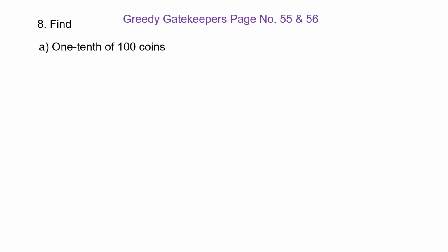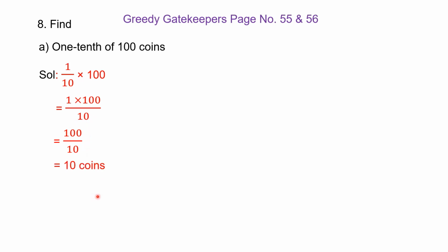One-tenth of 100 coins. Let us find out 1/10 of 100 coins. 1/10 can be written as a fraction, 1/10 multiplied by 100. Multiply the numerators. 1 into 100 divided by 10. 1 into 100 is 100. 100 divided by 10 equals 10 coins, because 10 tens are 100.